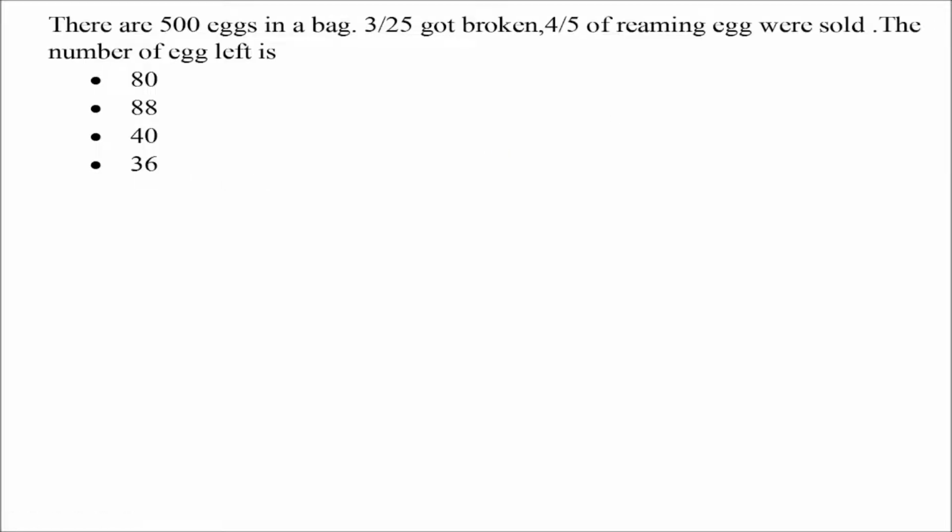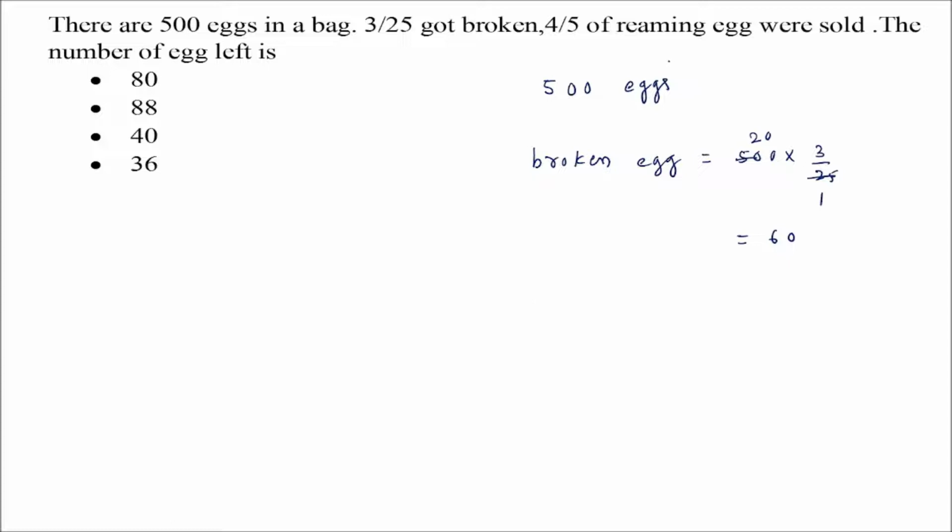So let us see one more important question here. There are 500 eggs in a bag. Out of these 500 eggs, 3/25 got broken. So we'll write here, broken eggs is equal to 500 into 3/25. 25 ones are 25, 25 twos are 50, that means it is 60. So 60 eggs got broken.